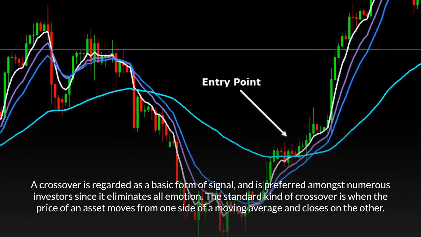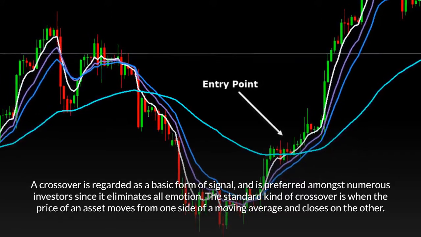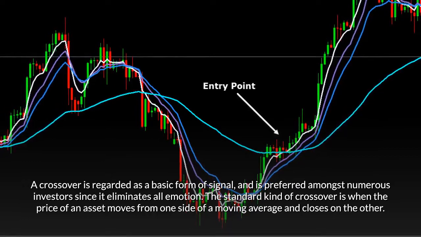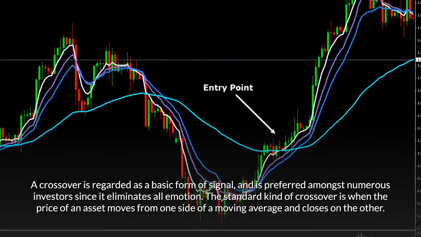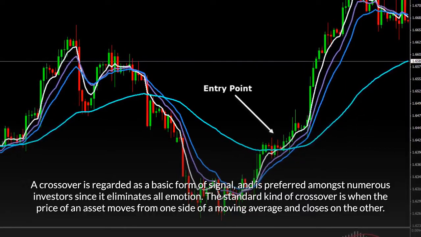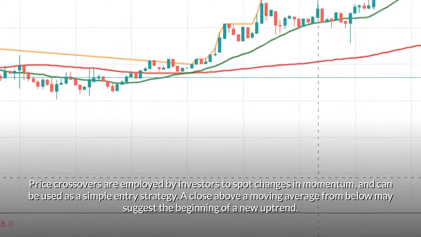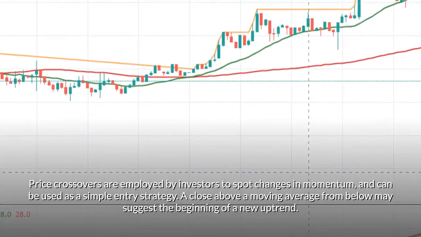A crossover is regarded as a basic form of signal, and is preferred amongst numerous investors since it eliminates all emotion. The standard kind of crossover is when the price of an asset moves from one side of a moving average and closes on the other. Price crossovers are employed by investors to spot changes in momentum, and can be used as a simple entry strategy.